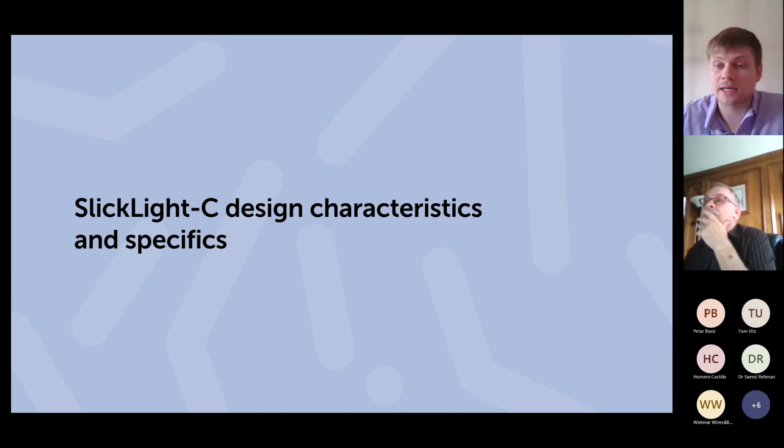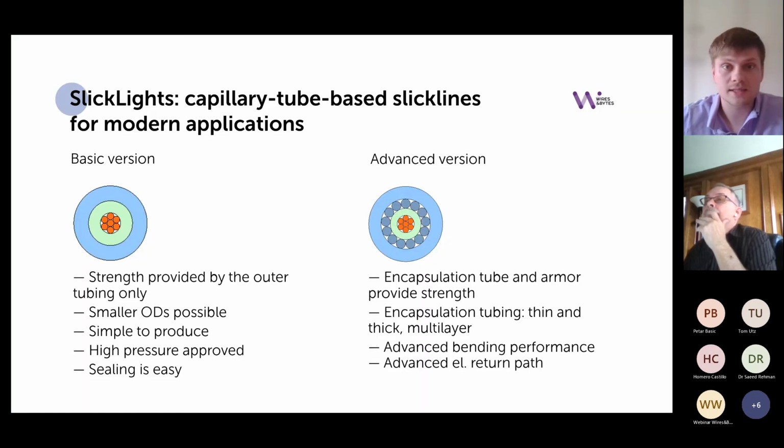Let's go into SlickLight-C and its design characteristics and specifics. SlickLight-C is essentially a capillary tube-based slick line. There's a capillary tube on the outside with a copper conductor on the inside. We currently offer two different versions. We have a basic version on the left where the strength is provided by the outer tubing only. Smaller ODs are possible. The copper conductor allows you to have real-time data. And that's the basic version.